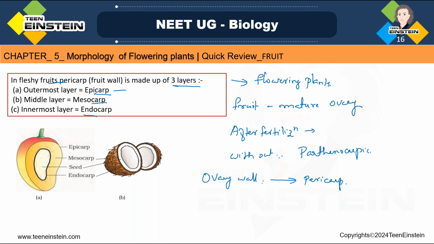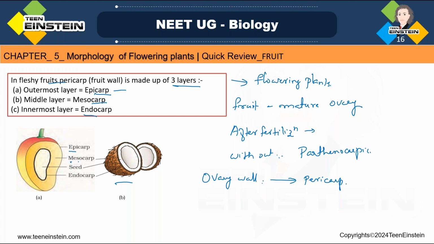And here you can see two types of fruits. This is mango and this is coconut. Coconut is also a fruit, right? Biologically, it is a fruit. This is forming after fertilization. So this is also a kind of fruit when we are considering the coconut tree, right? So in fleshy fruit, the fruit wall or pericarp is made up of three layers: epicarp, mesocarp, endocarp.